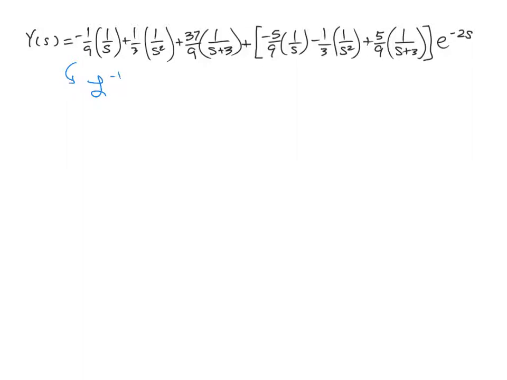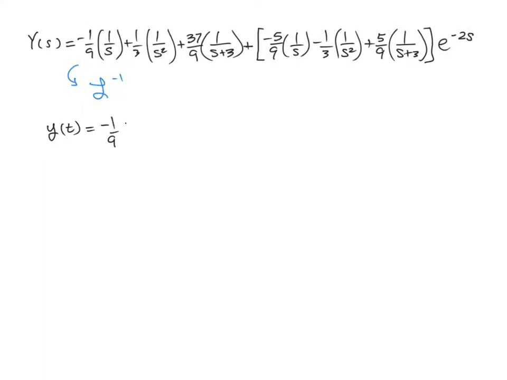And when we do that, we'll have little y of t is equal to negative 1/9 plus a 1/3 times t plus a 37/9 e to the negative 3t.